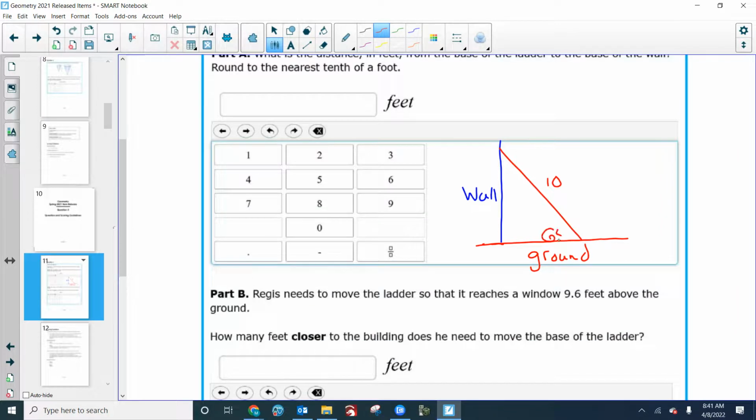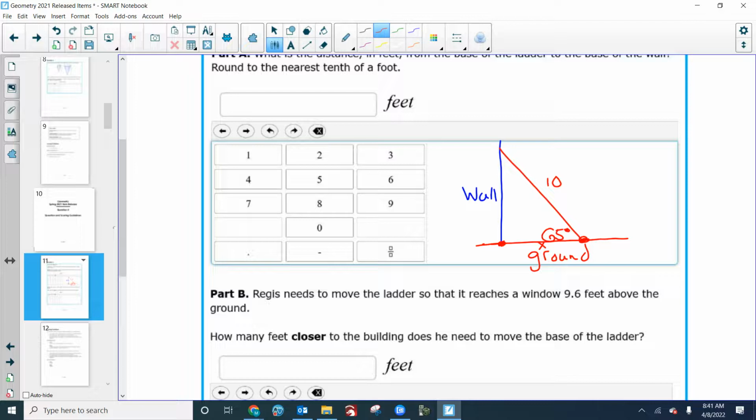So this is 65 degrees. What'd you use, sine, cosine, or tangent for part A? Cosine, because we're trying to find how far the ladder is from the base of the wall. You're trying to find x there. So adjacent is x, hypotenuse is 10. All you have to do is take the cosine of 65 and multiply by 10.